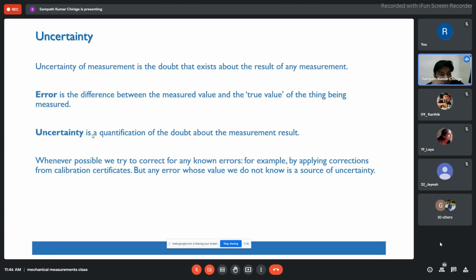So as I told you, error is the difference between the measured value and the true value of the thing being measured, and uncertainty is the quantification of the doubt about the measurement result. So we are talking about the range. Whenever possible, we try to correct for any known errors by applying corrections, by using calibration certificate. But this is for reducing the error or negating the error completely out of the equation. So that is what we are trying to do. But always errors will be there which we don't know, and those errors are the sources of uncertainty. So those will create a range of errors.